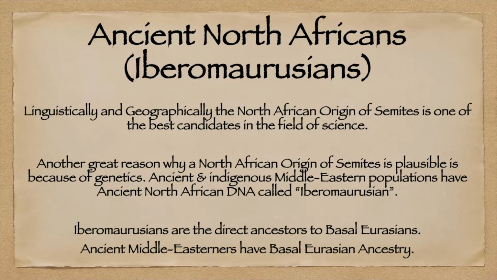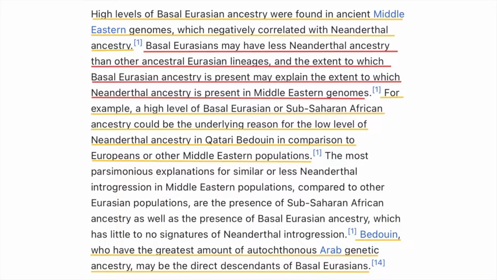Ibero-Maurusians are the direct descendants of the Basal Eurasians. Ancient Middle Easterners have Basal Eurasian ancestry as well, and indigenous ones too. High levels of Basal Eurasian ancestry were found in ancient Middle Eastern genomes, which negatively correlated with Neanderthal ancestry. Basal Eurasians may have less Neanderthal ancestry than other ancestral Eurasian lineages, and the extent to which Basal Eurasian ancestry is present may explain the extent to which Neanderthal ancestry is present in Middle Eastern genomes.